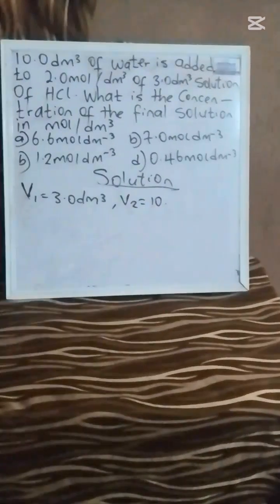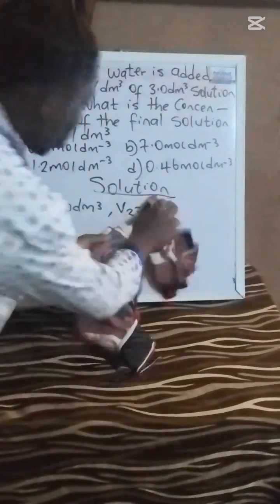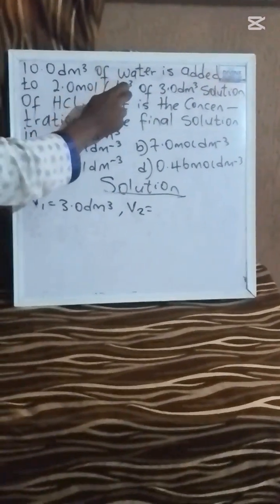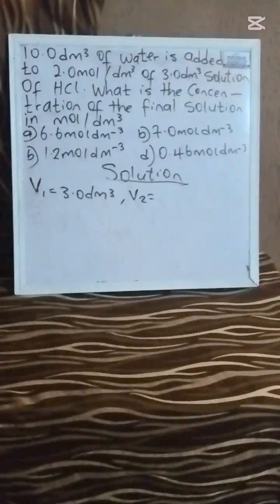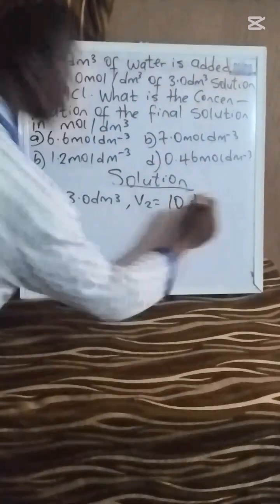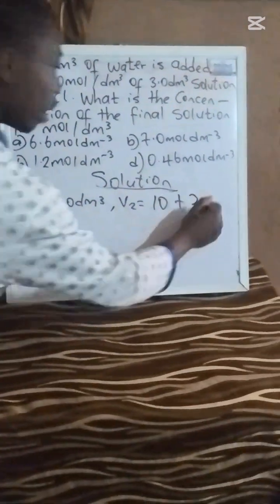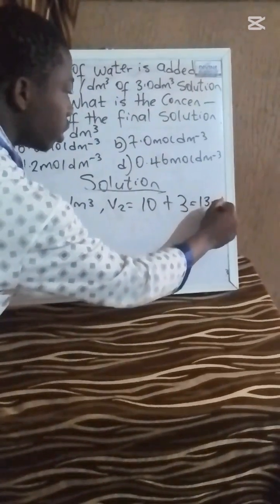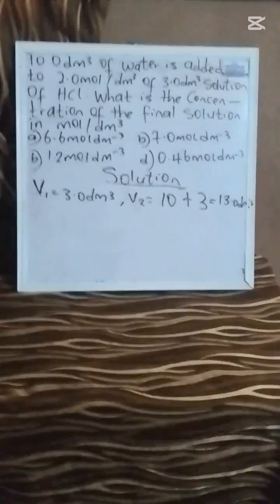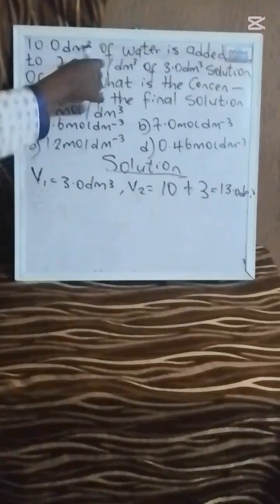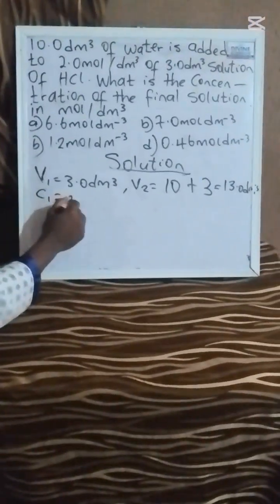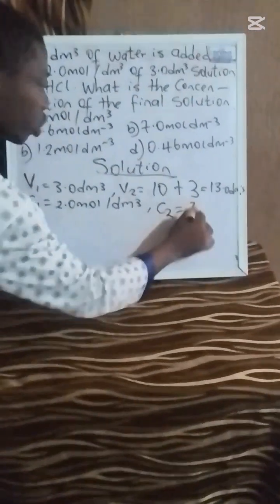Now, our V2 will be 10. You agree with me, right? Stop agreeing with me. It's not 10. I said 10 dm cube of water was added to 2.0 mole per dm cube of 3 dm cube. So our V2 will be 10 plus 3, which is 13.0 dm cube. You are adding this volume to the initial volume you had. Nothing changes in the concentration; this is our first concentration. Our second concentration, we don't know.